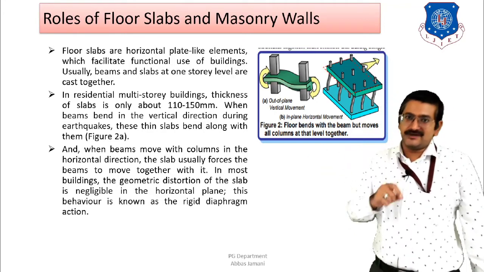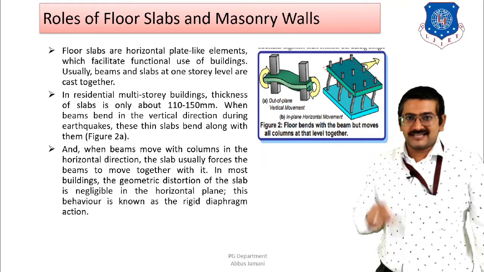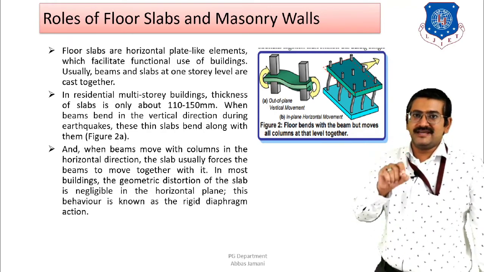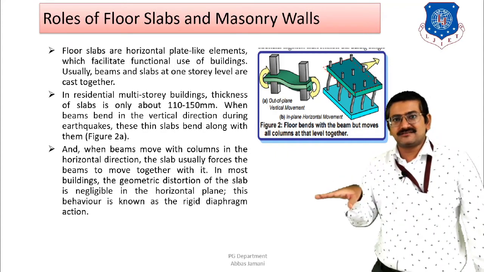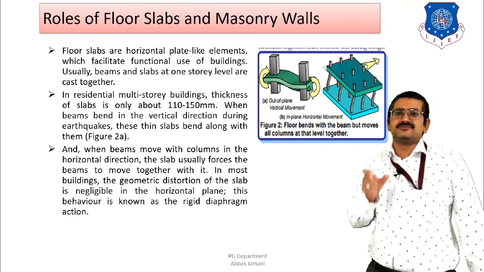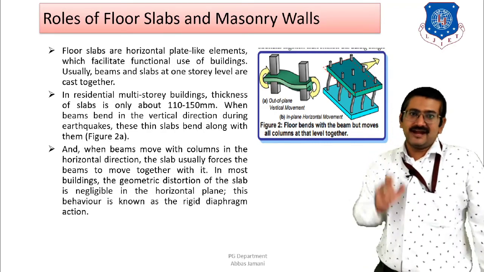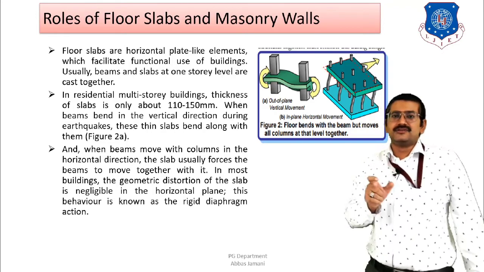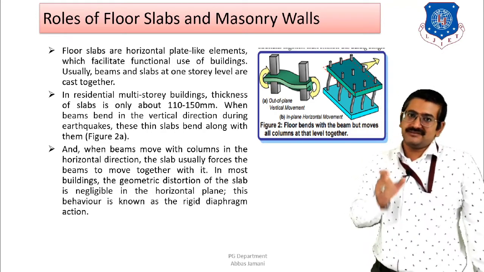And when this particular action takes place, that is, the beam column forces are applied at one particular end of the building, and then they travel through this displacement of the slab to the other end of the building, then this particular action is known as rigid diaphragm action. And this rigid diaphragm action is attributed to the in-plane stiffness of the slab that is going to be there.